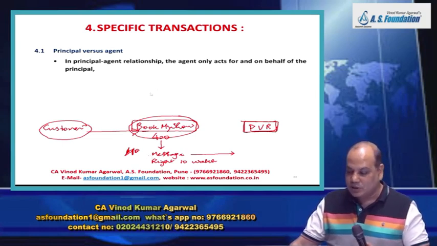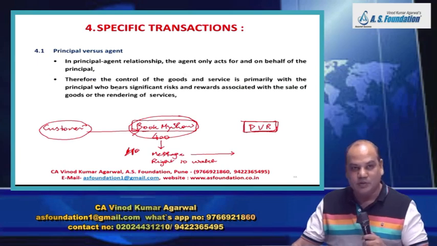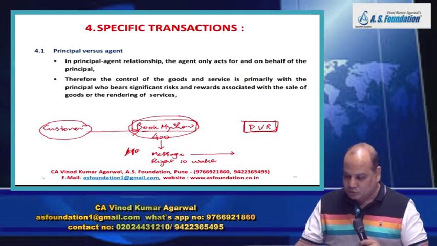So in principal agent relationship, the agent only acts for and on behalf of the principal. Therefore, the control of the goods and services is primarily with the principal. So one has to see who controls the goods and service.